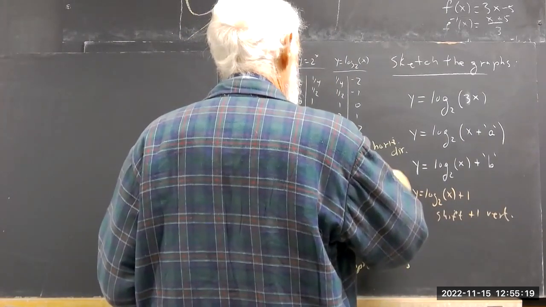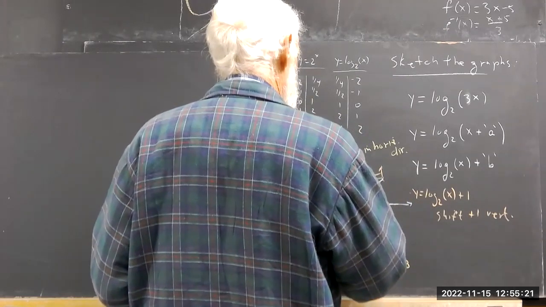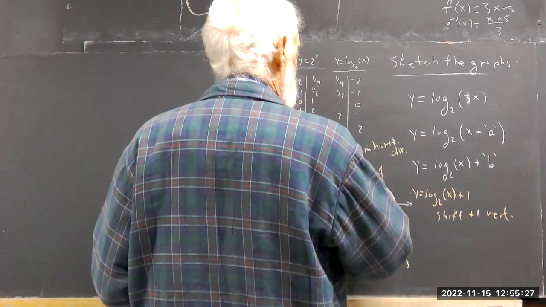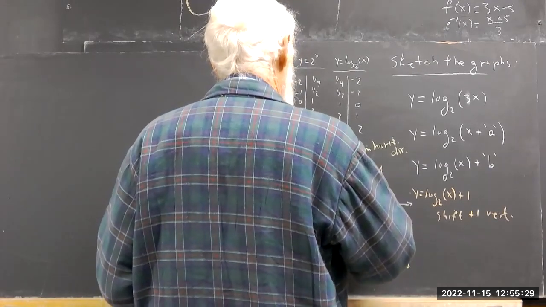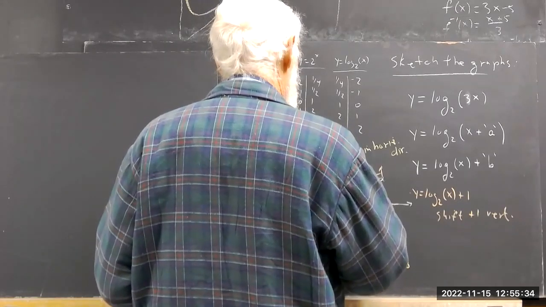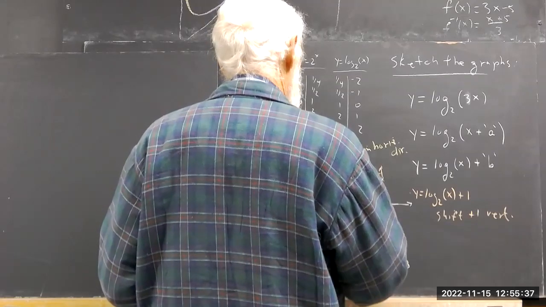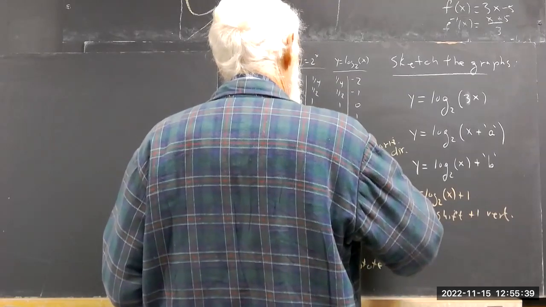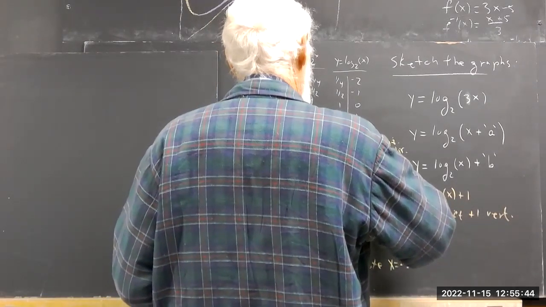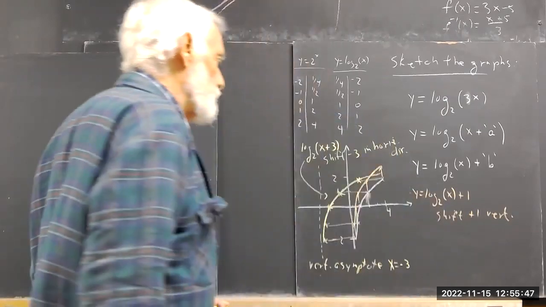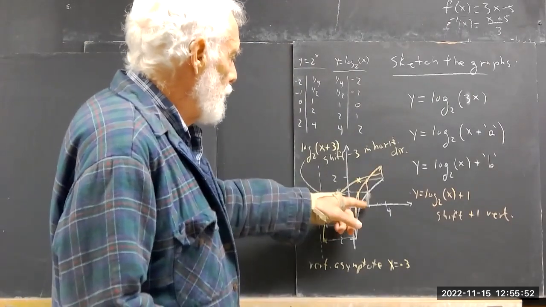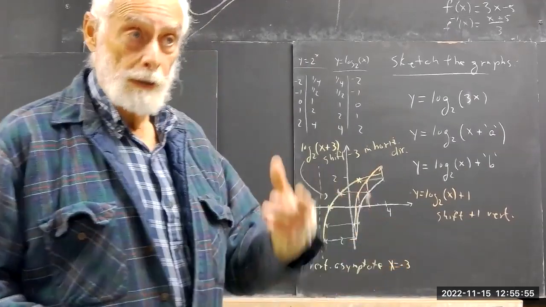This point moves up 1 unit. This point moves up 1 unit, and so on for each point. You get these points. The graph is going to look something like this. It's going to be 1 unit higher in this graph, in the original graph, at any point.